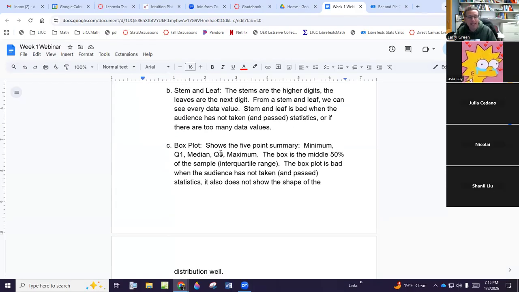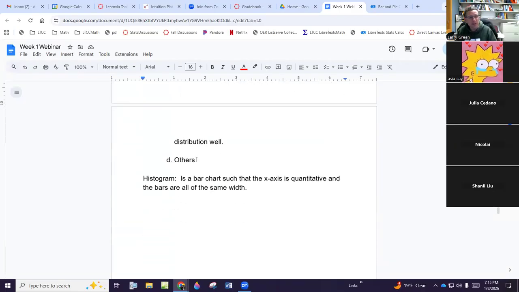Okay, a box plot shows the five-point summary. We've talked about that. It doesn't show the shape of the distribution well. There are others, I'm not going to get into all of them. I showed you the pie and bar charts.